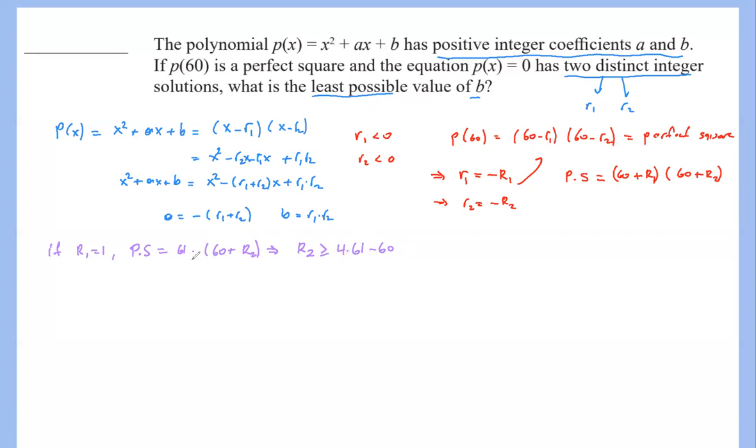And anything larger than that does also work. That will give us a perfect square, but this is going to be the smallest for R2. So in this case, R2, 4 times 60 is 240, and 240 minus 60 is 180, right? And then there is a 4, so 184. So R2 is at least 184, okay?